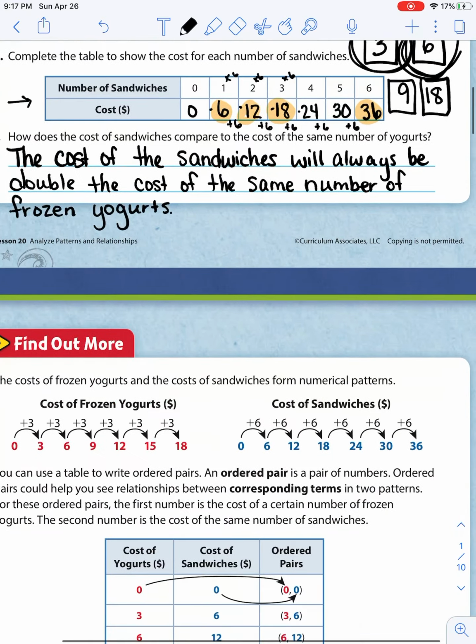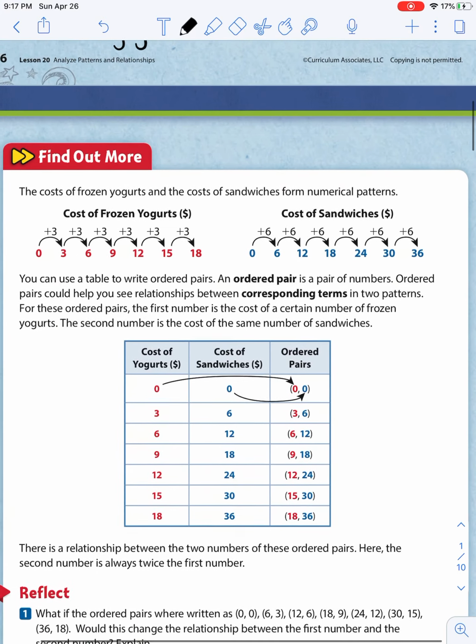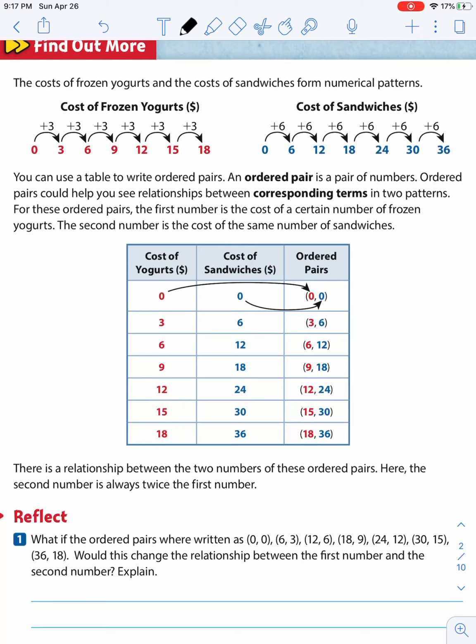Okay? Let's take a look here. The cost of frozen yogurts and the cost of sandwiches form numerical patterns, which we showed you. Up by 3, up by 3, up by 3. Over here we have up by 6, up by 6, up by 6. You can use a table to write ordered pairs. An ordered pair is a pair of numbers.